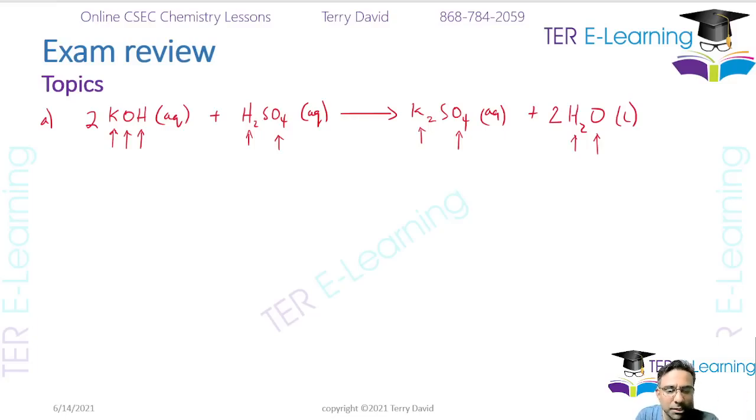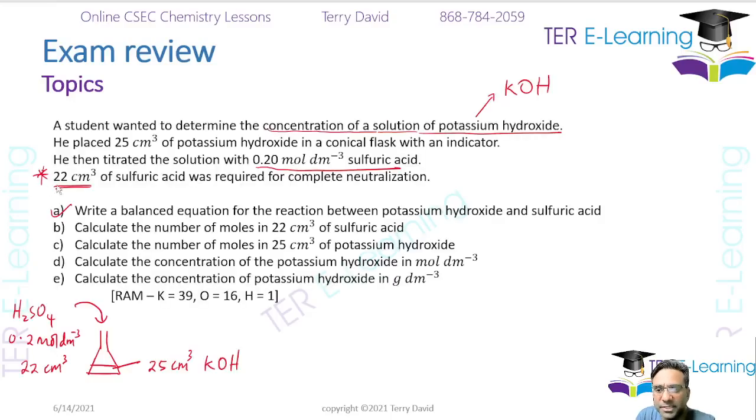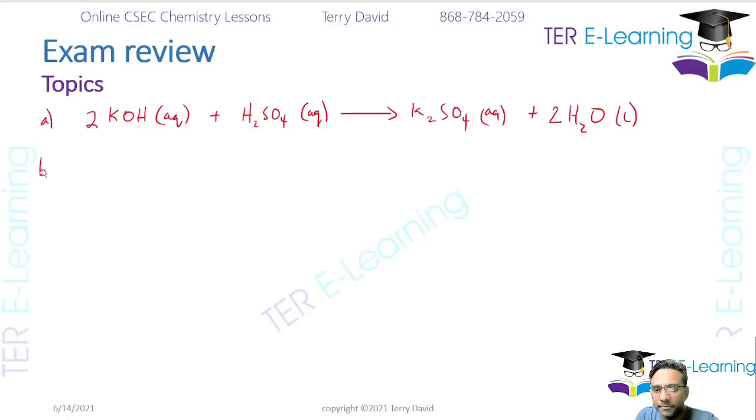Now, let's see what we want to do. So we have this, that's my balanced equation. Let me just clear up some things here, so let's erase this. That's my equation, it's balanced. Now in the next part, we want to calculate the number of moles in 22 cm cube of the sulfuric acid. You know the concentration of the sulfuric acid, it is 0.2 mole per dm cube. This is part B, and the sulfuric acid is H2SO4, and how much did we say?